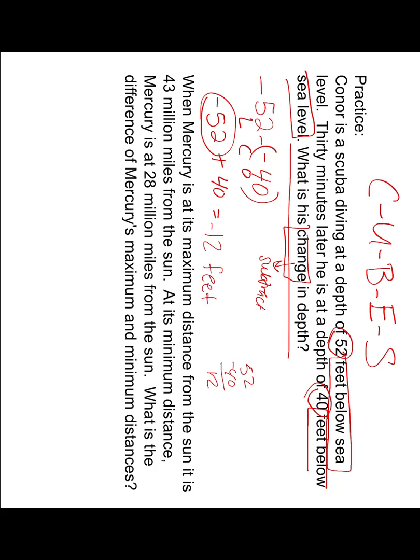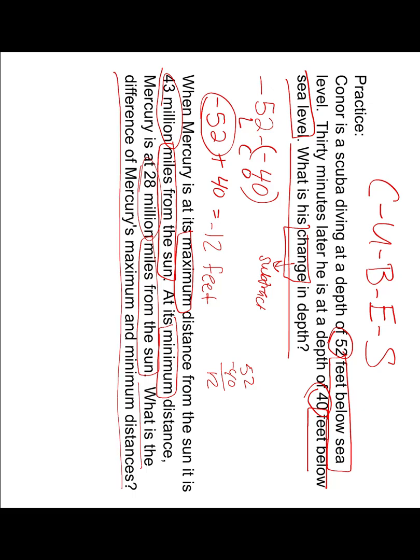All right, next one. When Mercury is at its maximum distance from the sun, it is 43 million miles from the sun. At its minimum distance, Mercury is 28 million miles from the sun. What is the difference of Mercury's maximum and minimum distances? Circle my numbers. All right, so I'm just going to use 43 and 28, and I'll tack on the million when we're done so we don't have so many zeros.